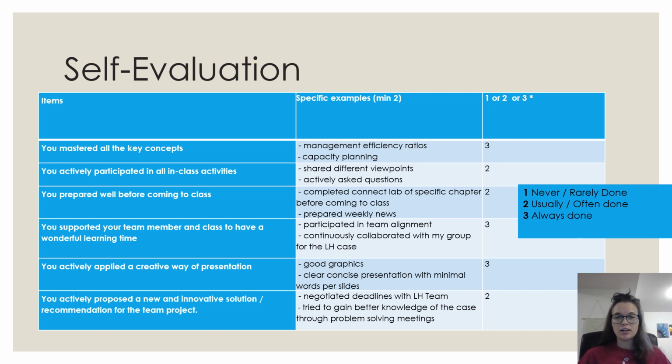And then moving on to the second one, you actively participated in all class activities. In class activities, I did share different viewpoints and actively asked questions. However, I gave myself a 2 because there were times where I didn't attend a lecture, so I was unable to actively participate. The third item is you prepared well before coming to class.